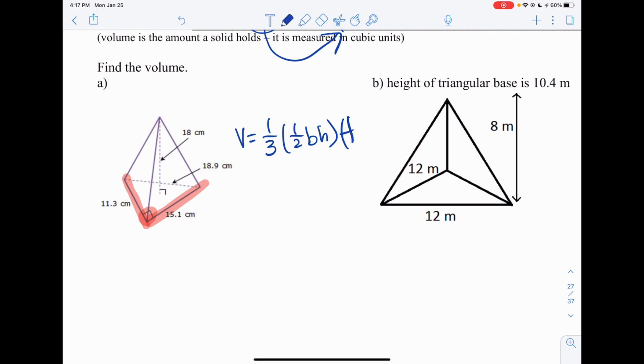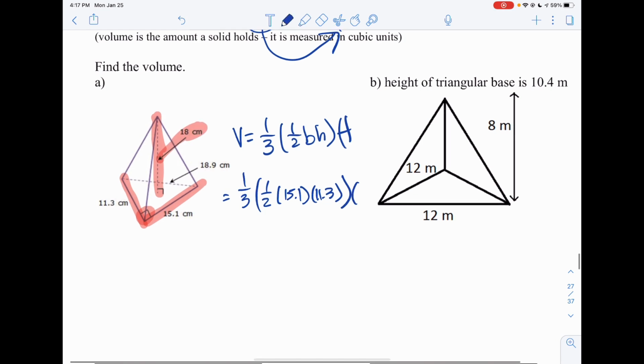So I'm going to bring down 1/3, 1/2 as well. And then to plug in for the base, we have 15.1 times that 11.3. And then the height of our pyramid is 18. So we're going to plug that into the uppercase H. Notice how we did not use that 18.9 because it's pointing at the hypotenuse of that base. So technically, we are not really looking at that, okay?